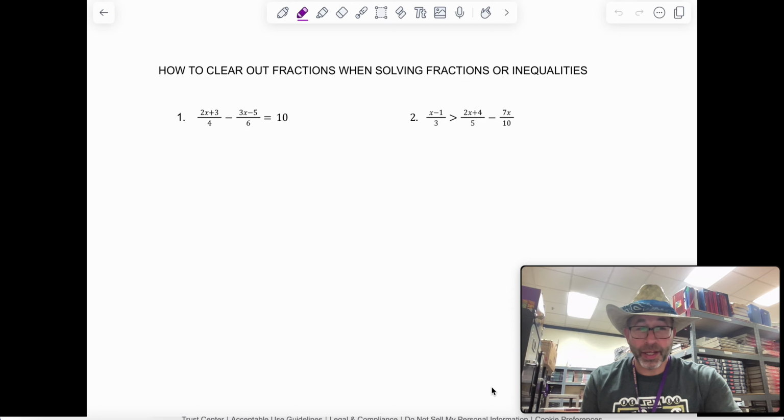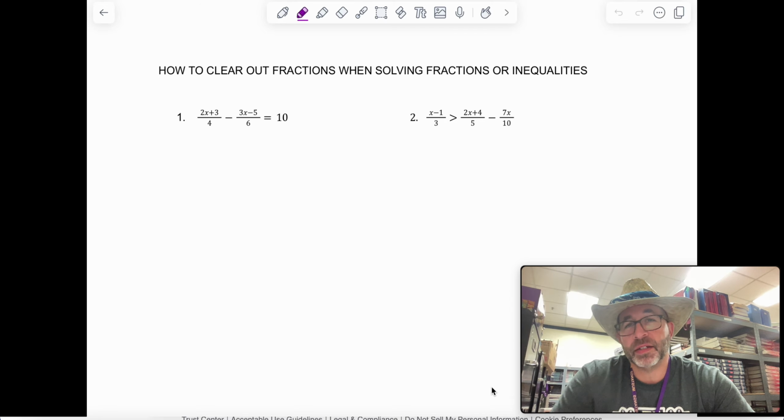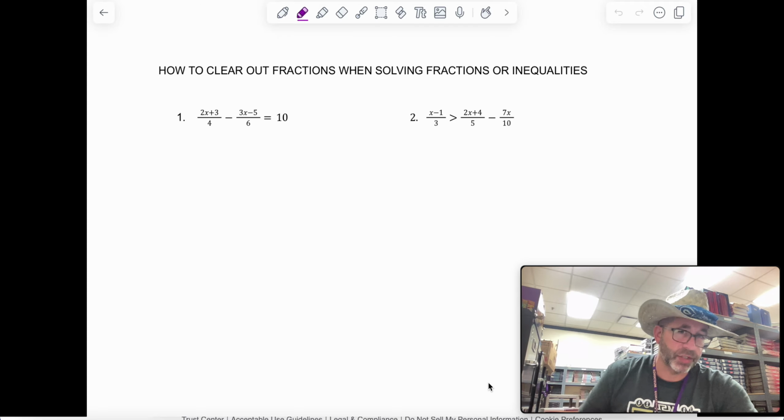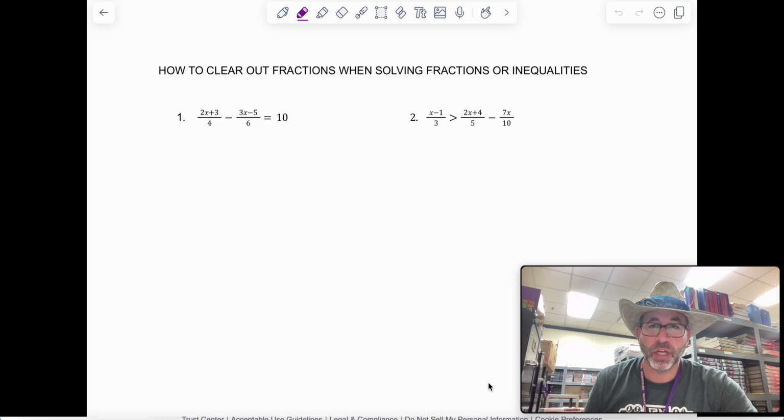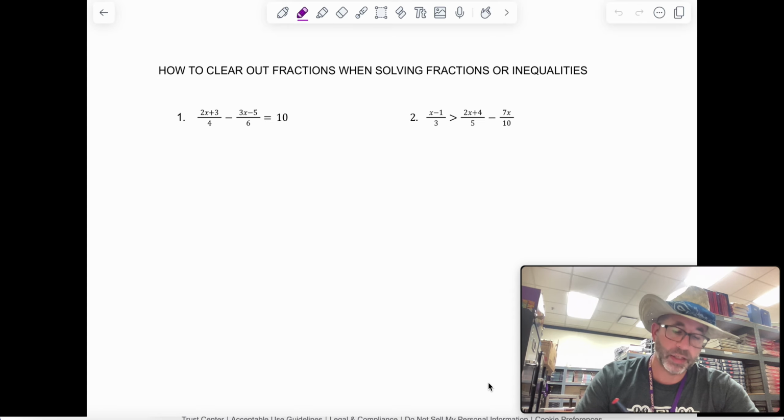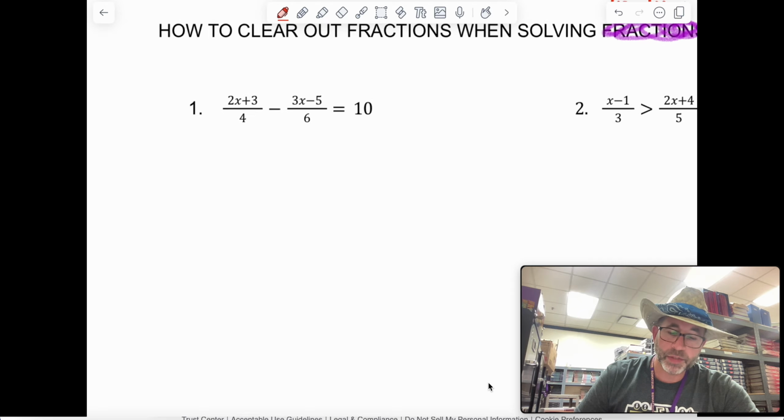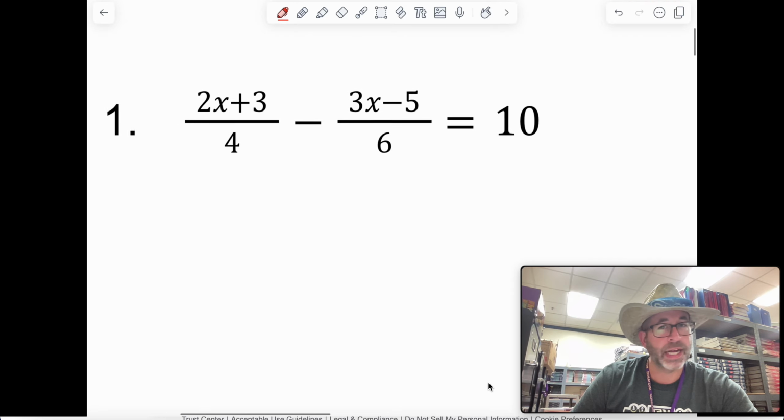Today, we are going to be working on how to clear out fractions when we're solving equations or inequalities. It should say equations instead of fractions, but same thing in terms of what we're doing here. We're working with fractions that are in equations or inequalities. What we're trying to figure out is the best way to tackle problems that have these annoying fractions in them so that we don't have to actually have them in the problem anymore. And it all comes down to a process called using the least common denominator.